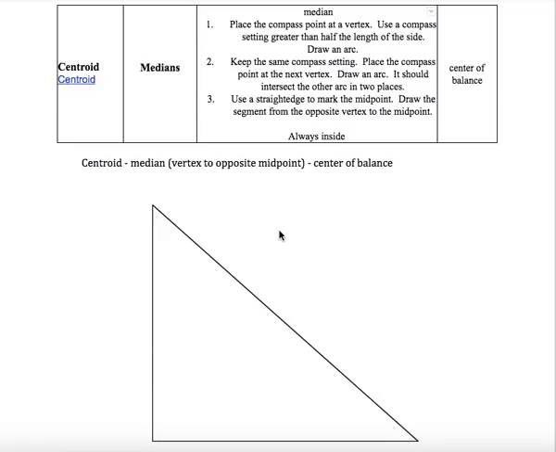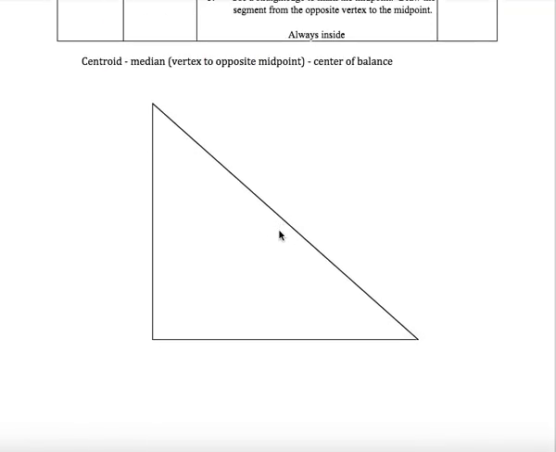So we're going to have to find the midpoint, and then we're going to make a line from the vertex on the opposite of the side that you have the midpoint of. So this gives us the center of balance of a triangle. It is always going to be inside the triangle since we are using medians. So to create a centroid, we're going to get out our compass and our ruler.